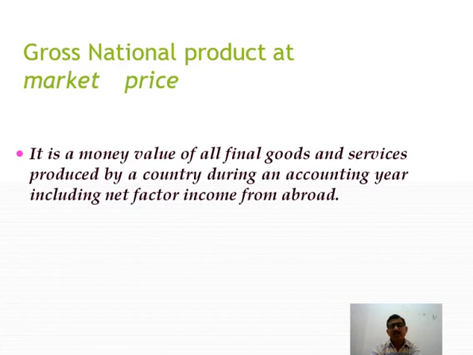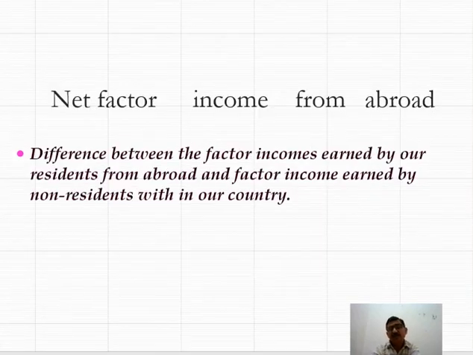So gross national product at market price is the market value or money value of all final goods and services that are produced in an economy in an accounting year, including net factor income from abroad. Now, what is net factor income from abroad? Net factor income from abroad is the difference between factor income received or earned by our residents from abroad and factor income earned by non-residents within our country. Keep in mind there are two things in this: residents and non-residents. I am telling you the meaning of residents and non-residents.